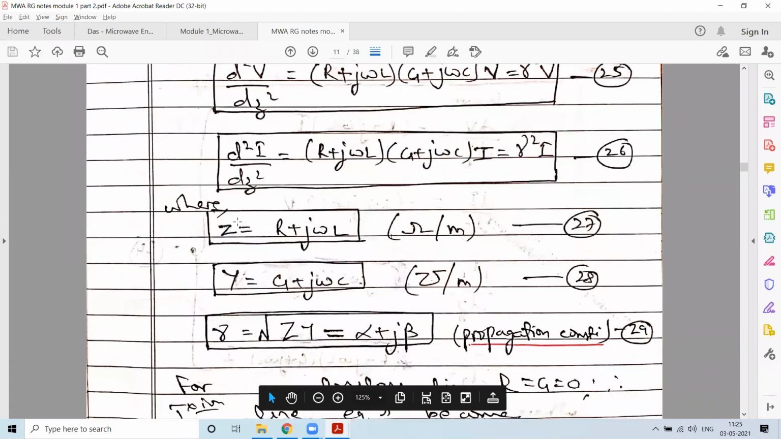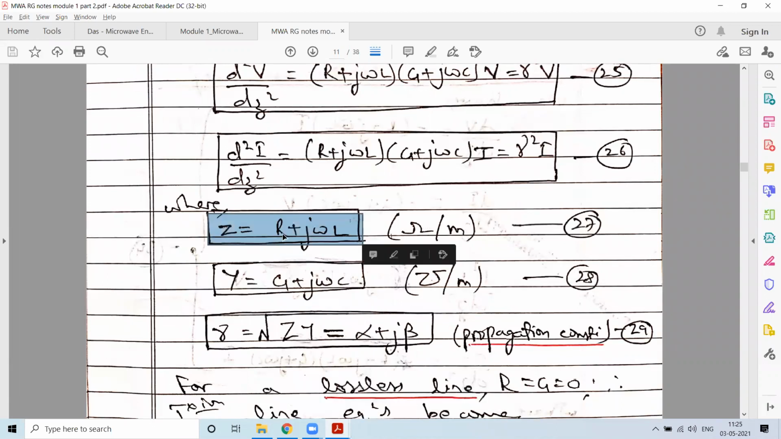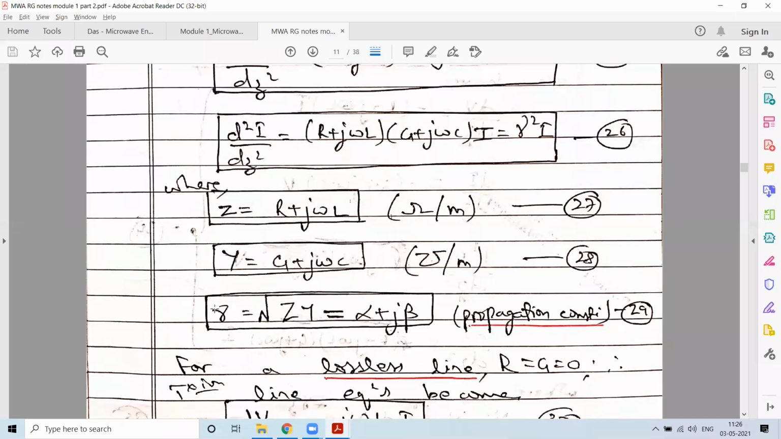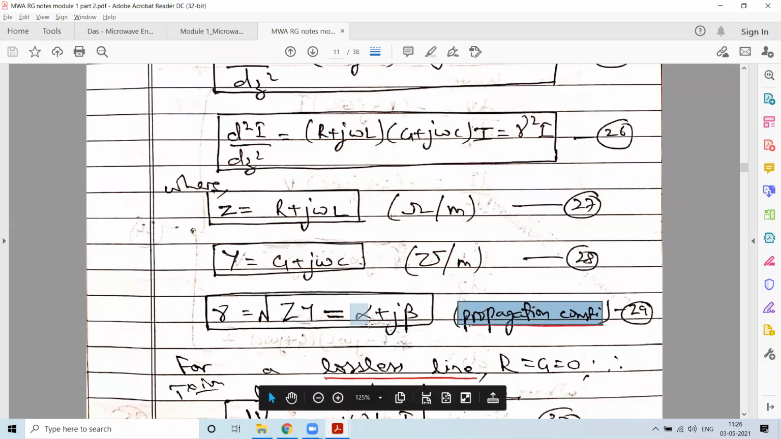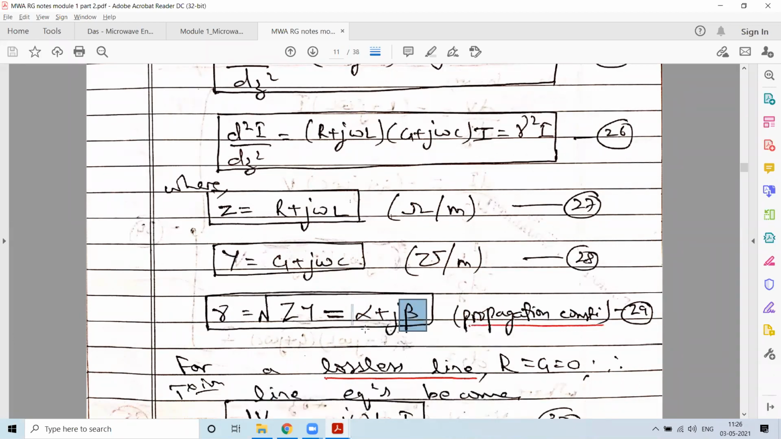Now here Z is represented with r plus j omega l, and it is given in ohm per meter. Y is given in mho per meter. Then gamma is given by the square root of Z into Y, which is equal to alpha plus j beta, and gamma is termed as the propagation constant. In this, alpha is the attenuation constant and beta is the phase constant. The SI unit of alpha is Nepers per meter, and for beta it is radians per meter.